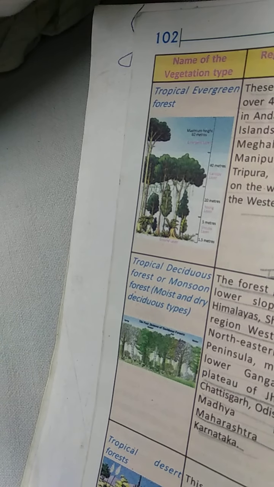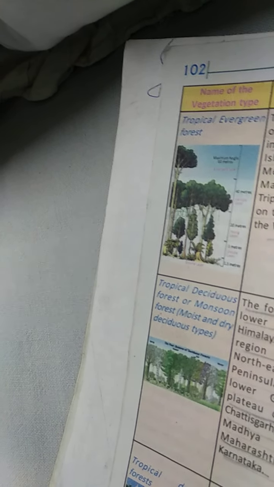Starting with tropical evergreen forest, these forests are spread over a region of 4.6 million hectares in the Andaman and Nicobar Islands, Assam, Meghalaya, Nagaland, Manipur, Mizoram, Tripura, West Bengal, and on the western slope of the Western Ghats also. Now, what are the characteristics of such forest?